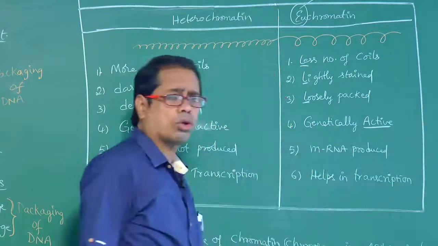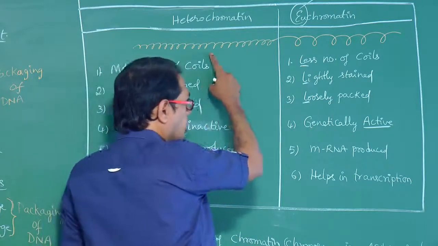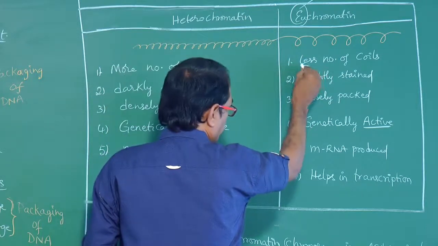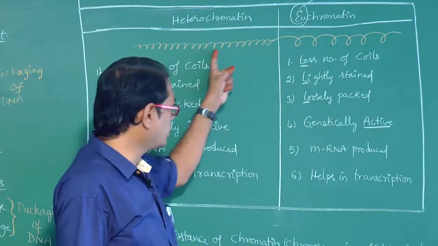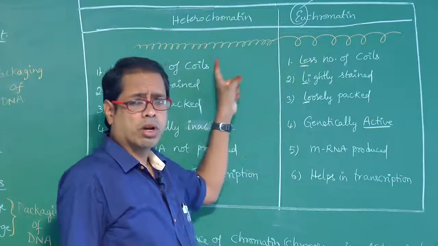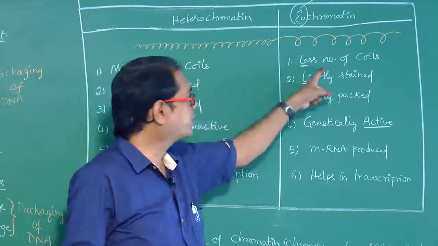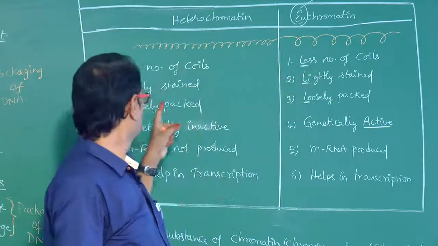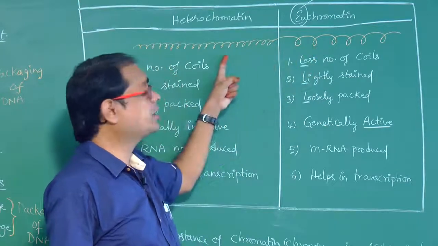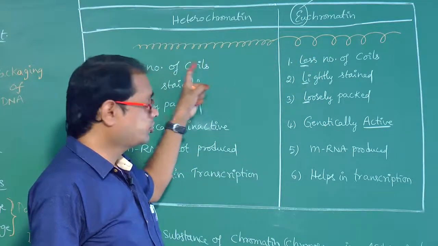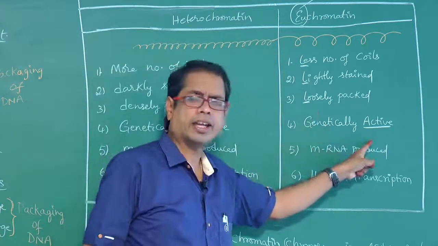So this is true chromatin. So how can you remember? Euchromatin means less number of coils; heterochromatin means more number of coils. L sound, 3 L's are there. So heterochromatin, more number of coils, stains darkly, densely packed, and genetically it is inactive, whereas euchromatin stains lightly, loosely packed, and is genetically active.